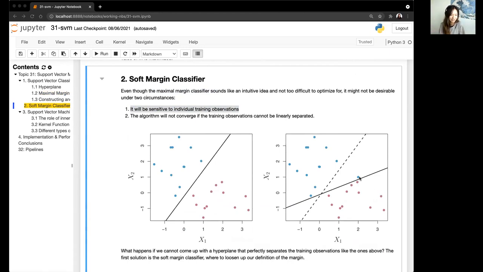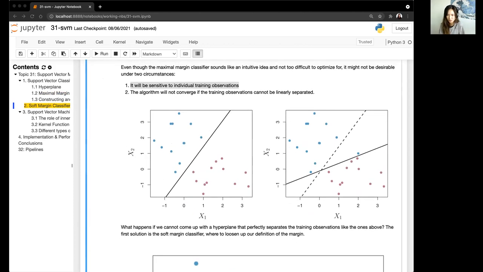So let's just say you have this outlier over here. The difference between this diagram and this one is that you have this additional point over here that doesn't exist here. With this additional point, you can see that the hyperplane makes a pretty big shift because you can't have points on the wrong side of the line.